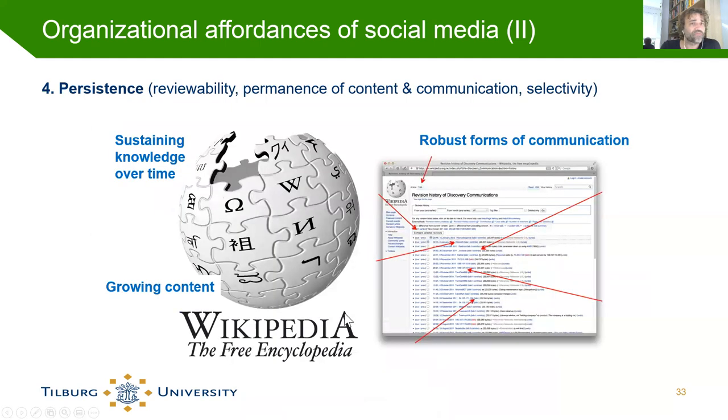So editability is the third one. And finally, persistence is the last one. And well, we discussed this last week as well. This is a pretty interesting affordance because this used to be an affordance of every social media application. But now you see that more and more social media applications are playing with this affordance. So for some of them, it's a really fixed affordance. And others specifically say, oh, well, you can play with the persistence of your message and of your content. Think Snapchat and stories. But like I said, usually in organizations, persistence is still a very important affordance of social media because you want to grow content, sustain knowledge over time, and have a robust form of communication.